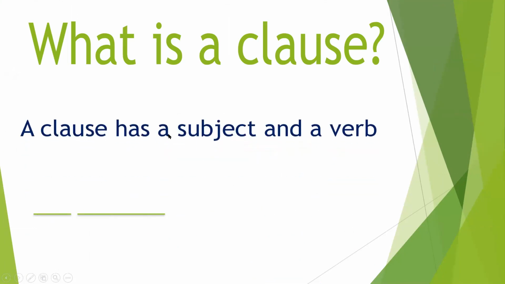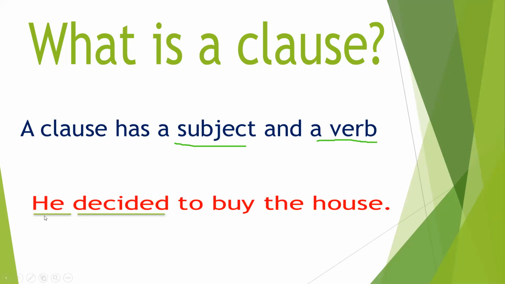First, a clause is a group of words that have a subject and a verb. It's a must in any type of clause that both of them have a subject and a verb. Like, he decided to buy the house. Here, where is the subject, the doer of the action? It's he. And decided is the verb. To buy the house is the predicate, or the rest of the sentence, the object.